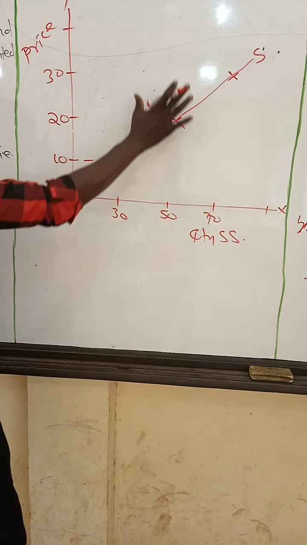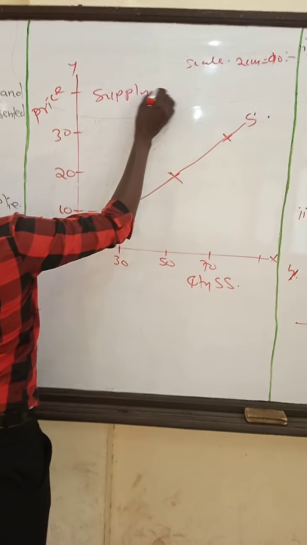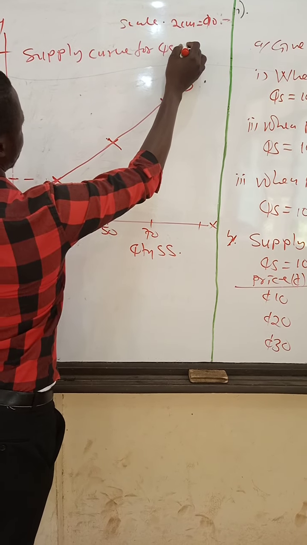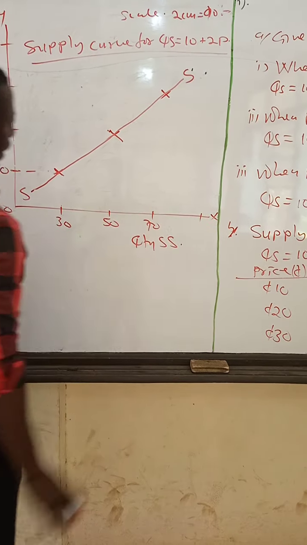So every graph must have a heading. You write supply curve for QS equals 10 plus 2P. And then you underline it.